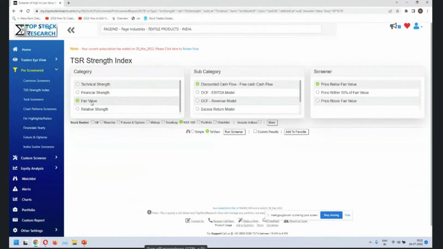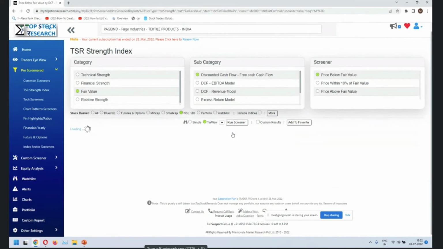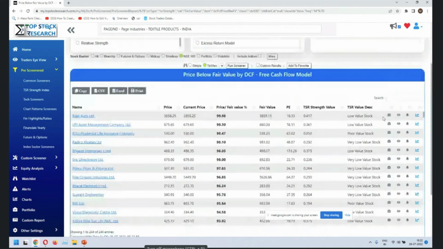Fair value. Now, we have quite a few fair values in the system. This is again sort of proprietary for us. Of course, discounted cash flow or excess return model, these are pretty standard. But what we do is we have our own implementation of that, based on certain standards which are practiced globally. We have our own customized version of it. So feel free to use it. Stocks which are below fair value are what you should be looking at, it is like a low value stock, right?